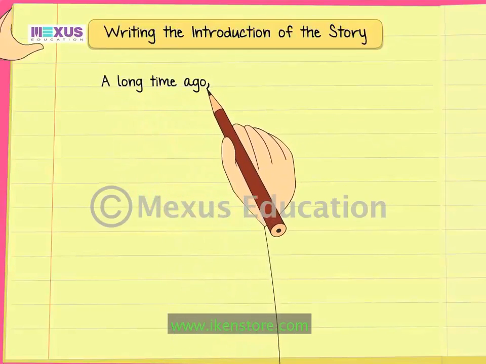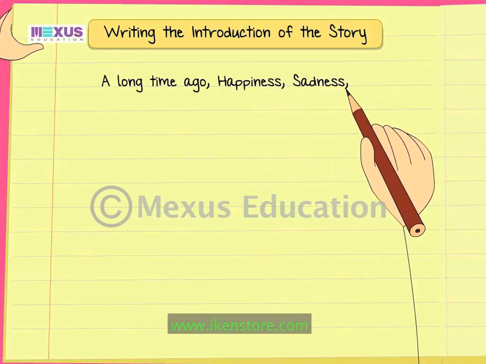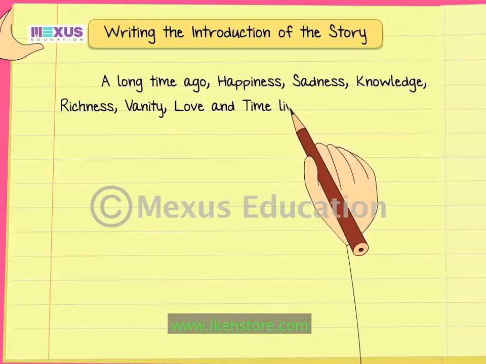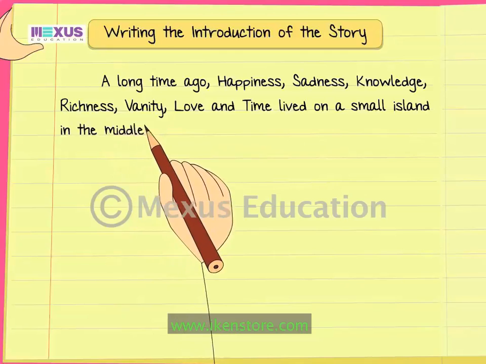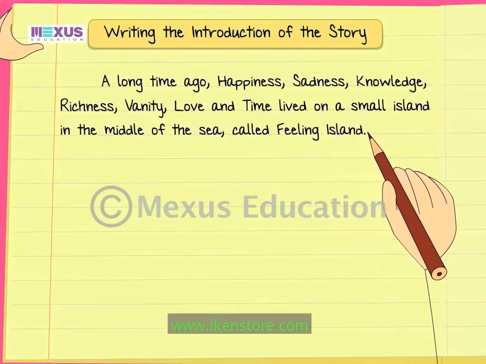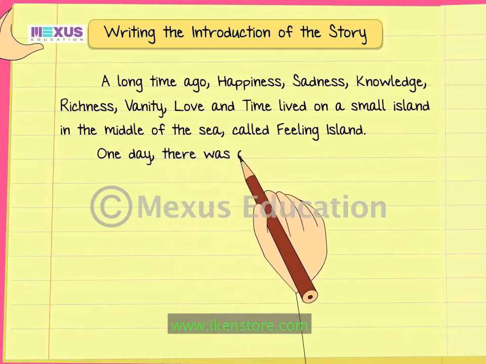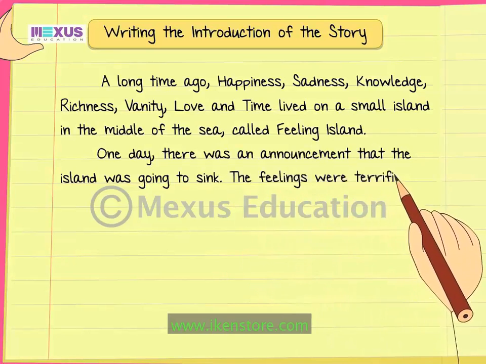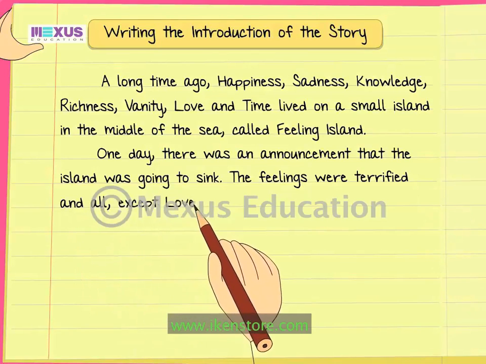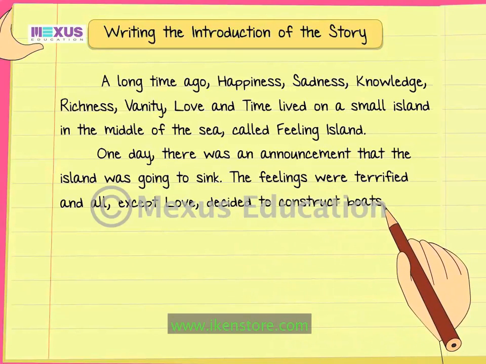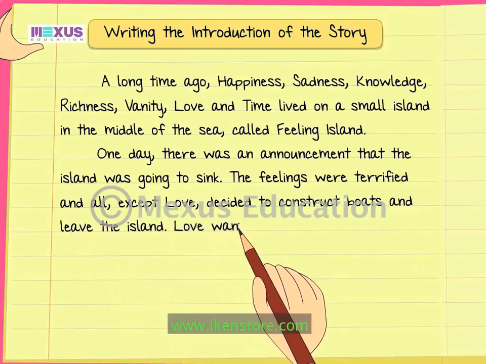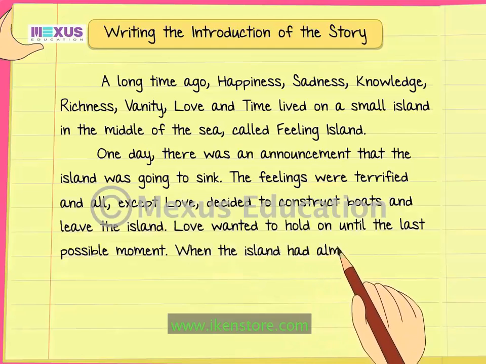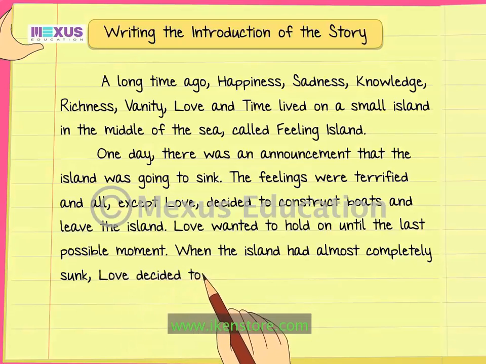A long time ago, happiness, sadness, knowledge, richness, vanity, love and time lived on a small island in the middle of the sea called Feeling Island. One day, there was an announcement that the island was going to sink. The feelings were terrified, and all except Love decided to construct boats and leave the island. Love wanted to hold on until the last possible moment. When the island had almost completely sunk, Love decided to ask for help.